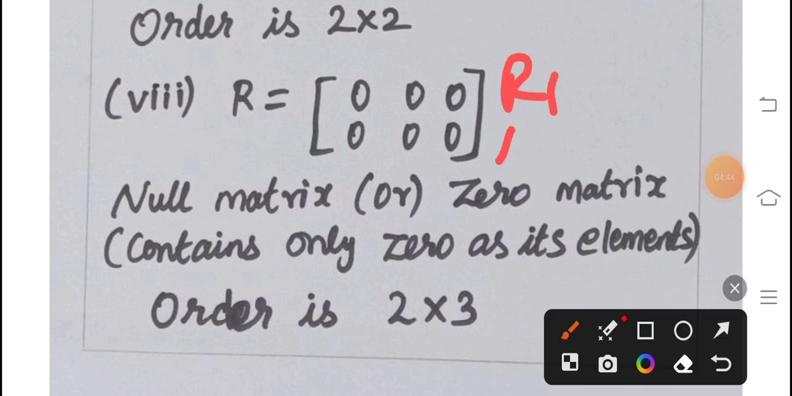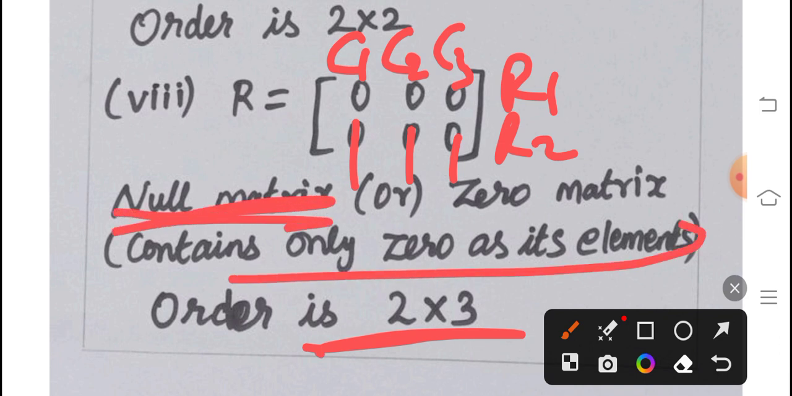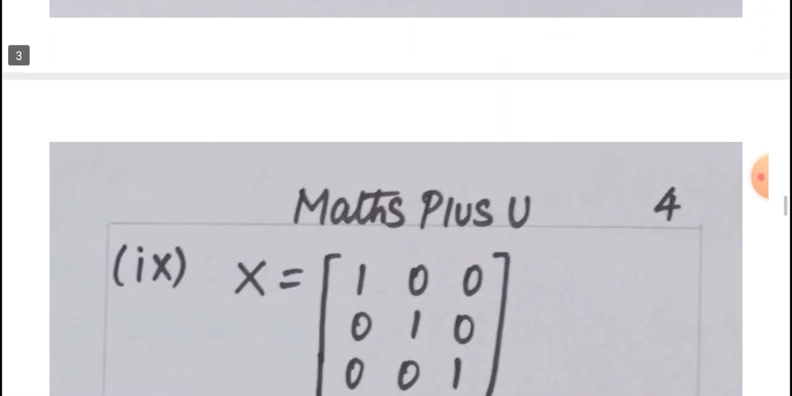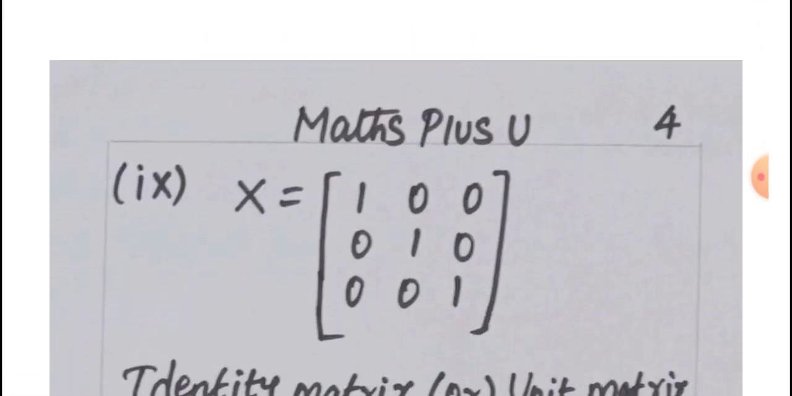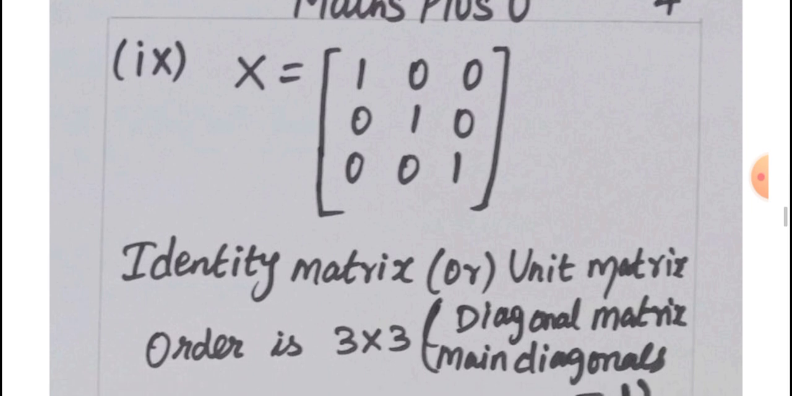Again you have R1, R2, C1, C2, C3. So we have 2 rows, but we have 3 columns. So the order is 2 by 3. So what matrix now? Again a null matrix, because it contains only what elements, sir? Only 0 as its elements. Only 0 is there in elements. Now we will call that matrix what matrix? 0 matrix.